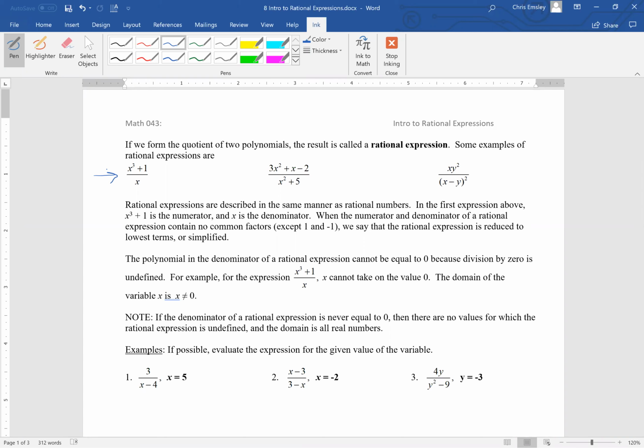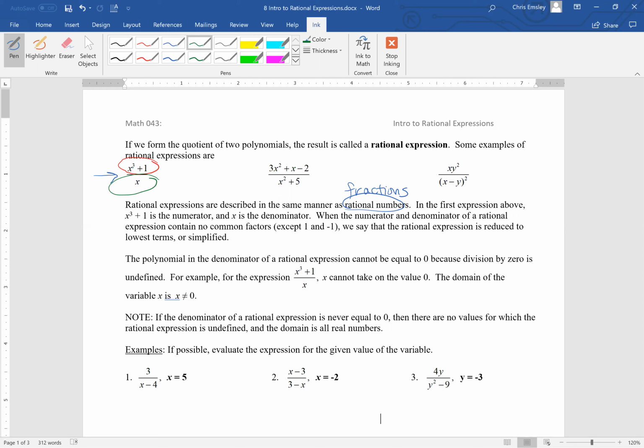Rational expressions are described in the same way as rational numbers, and again, that means they're described the same way as fractions. So we can talk about the top of a rational expression, and when we talk about the top, we would call that the numerator. So the numerator of that first rational expression is x cubed plus 1. And when we talk about the bottom of a rational expression, we talk about the denominator. So the denominator of that first rational expression is x.